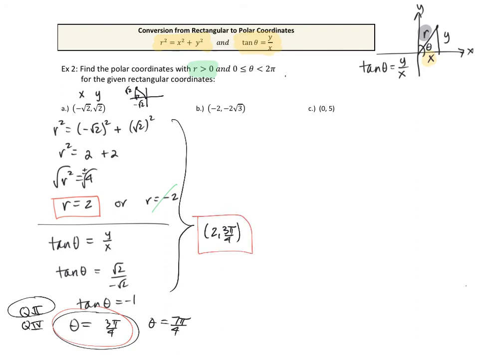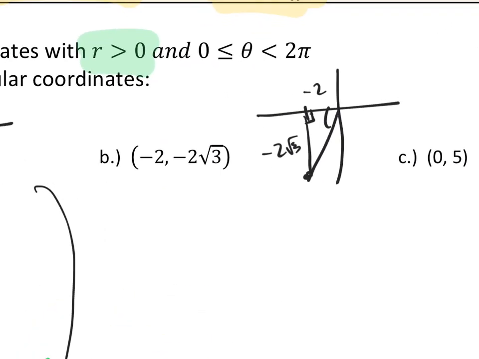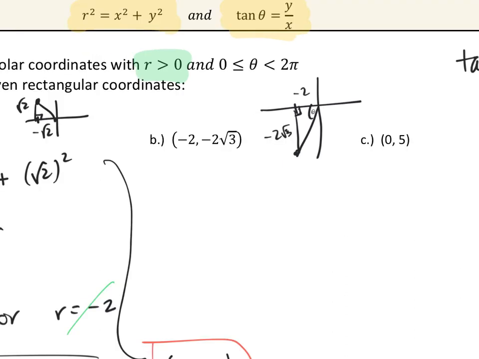Okay, let's try another one. This one, let's see, what quadrant's it going to be in? We're back negative 2 and down negative 2 root 3. Here's my theta. Okay, so here we go. We know we're in, let's see, quadrant 3.